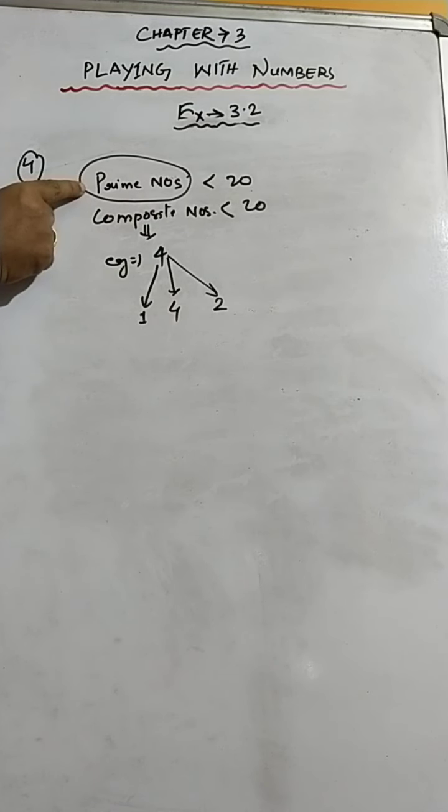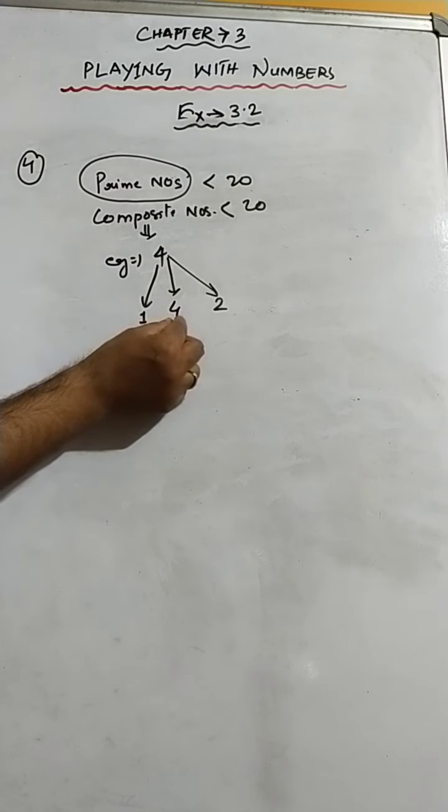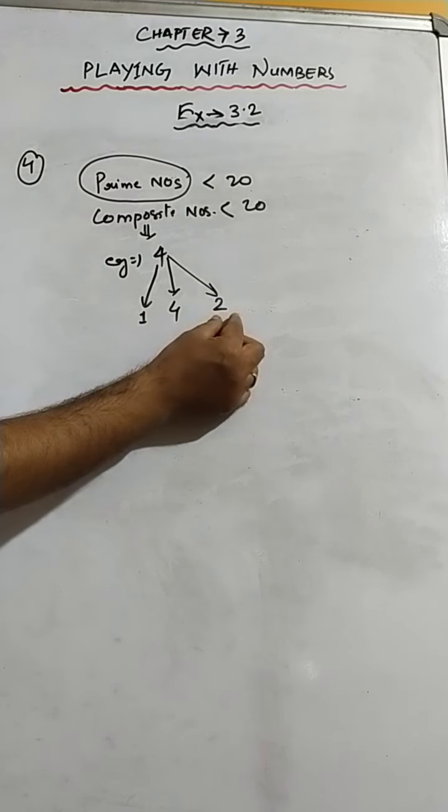What was the prime number? Prime numbers were those numbers which are only divisible by 1 or by itself. But what is a composite number? The numbers which are not only divisible by 1 or by itself, but are also divisible by other numbers also.